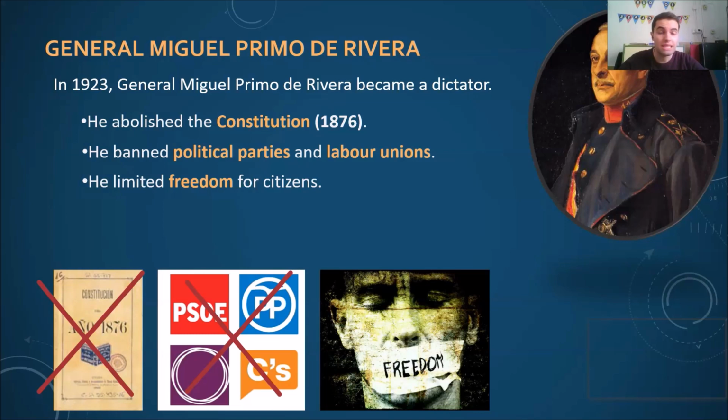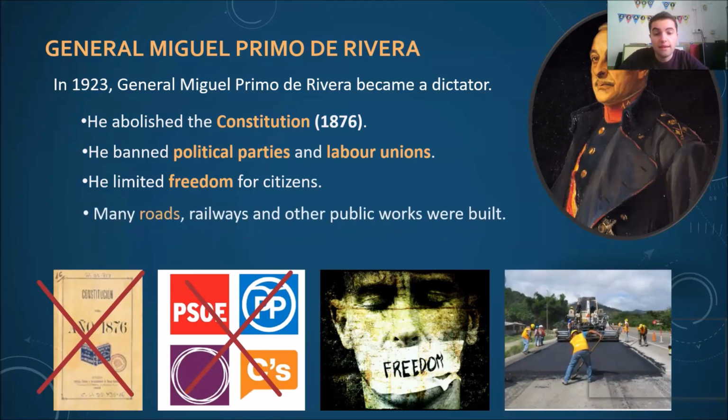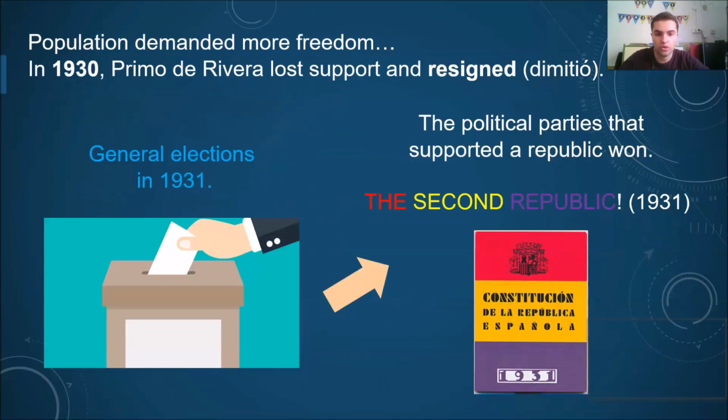No hay libertad de prensa. Ya no se puede publicar lo que uno quiere. Ya no se puede opinar lo que uno quiere, sino lo que el dictador piense. Eso es lo correcto y lo demás no. But many roads, railways and other public works were built. And Spain won the war against Morocco. Dice que muchas carreteras fueron construidas y que ganamos la guerra contra Marruecos.